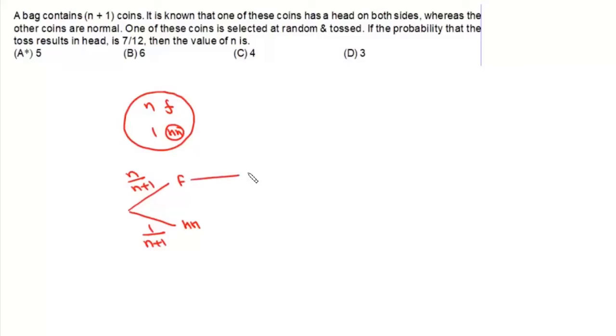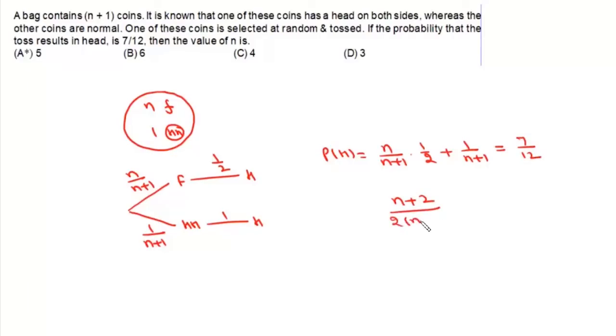Now if it is a fair coin, then the probability of getting a head is 1 by 2, and in the second case the probability of getting a head is 1. So the total probability of getting a head will be n upon n plus 1 into 1 by 2 plus 1 upon n plus 1, and this probability is given as 7 by 12. Now we can write this as n plus 2 upon 2 into n plus 1, equal to 7 by 12, or 7 by 6. Now this is 6n plus 12 and this is 7n plus 7. So the value of n here is 5. So the number of tosses in this case should be 5, and that's your option A.